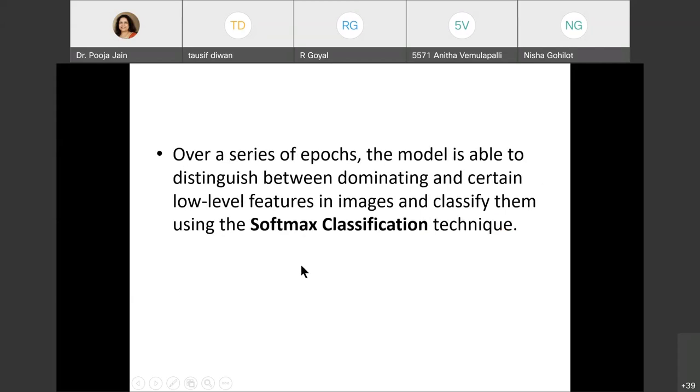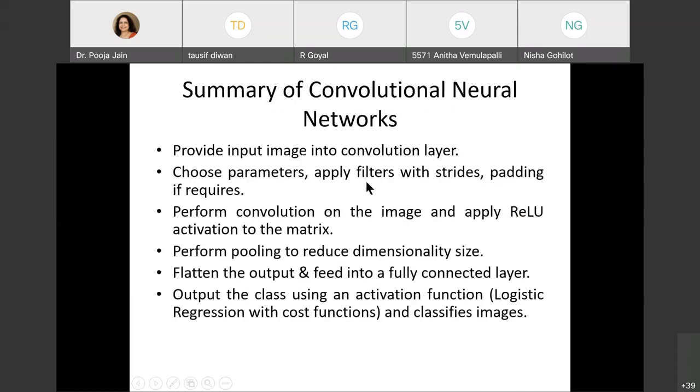Okay. Now we will just look at the summary of the convolutional neural network. The very first point is that we provide an input image into the convolutional network. Regarding the parameters, as you were asking how we decide them, you need to decide what the filter size is, what the stride is, what the padding will be, and how many filters we are applying.